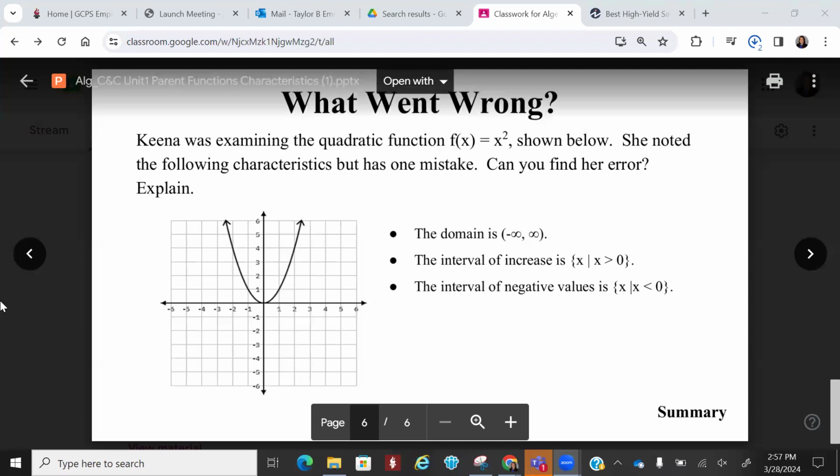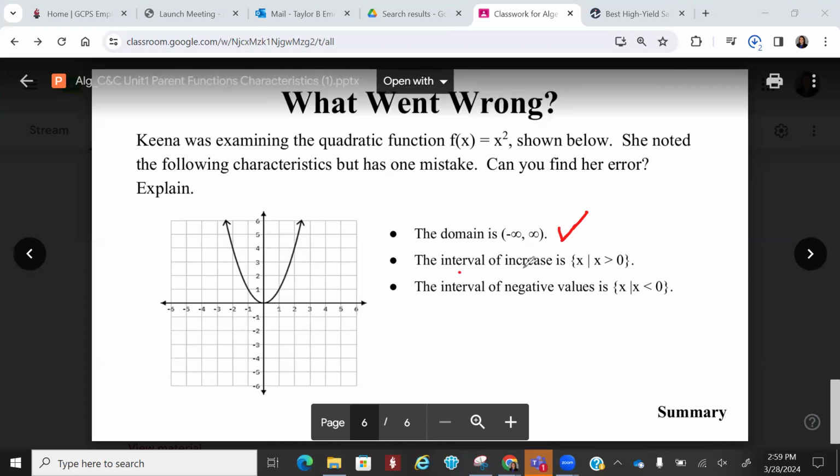Okay, so what went wrong? Kino is examining the quadratic function shown below. She notes the following characteristics, and one has a mistake. Can you find her error? So look at her work. Okay, so let's talk through it. I know the domain, that's where it is.